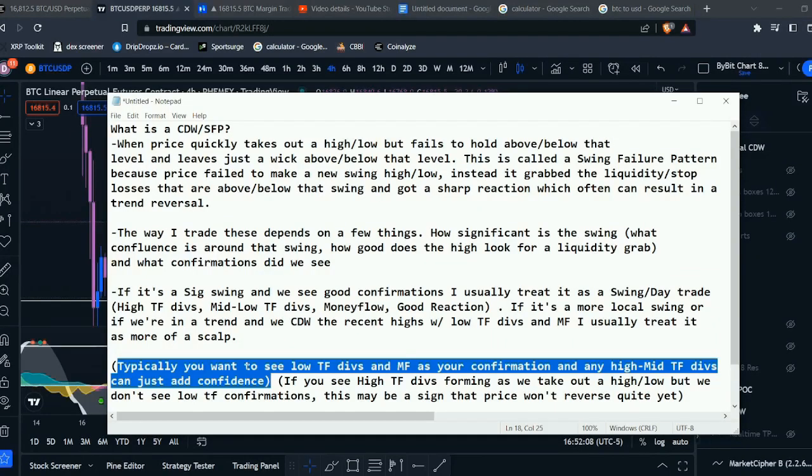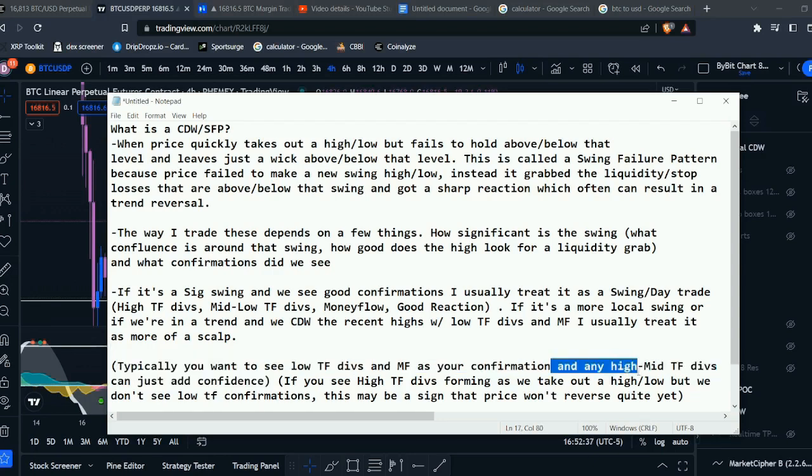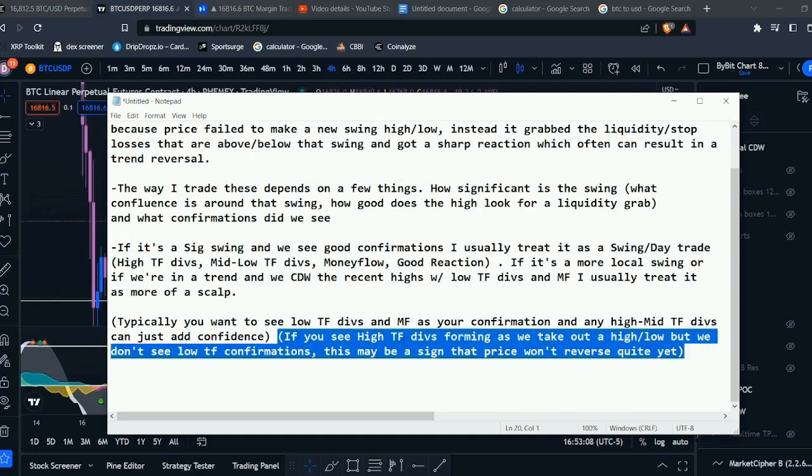I like to look for a decrease of open interest as that high is being crossed. So you want to see low time frame divs and money flow, specifically on the 1 minute, like I said, but it doesn't necessarily have to be the 1 minute. But for me, getting all the confirmations on the 1 minute is what gives me the most confidence in these. And any high to mid time frame divergences or money flow can just add confidence.